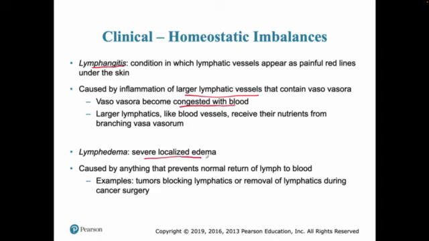Lymphedema is localized edema, localized swelling, caused by anything that prevents the normal return of lymph to blood. Examples: tumors blocking the lymphatics, or removal of lymphatics during surgery, especially cancer surgery. Cancer cells sometimes take the lymphatic pathway to travel, and they house within the lymph nodes. So if these lymph nodes are removed, that can sometimes cause localized edema.